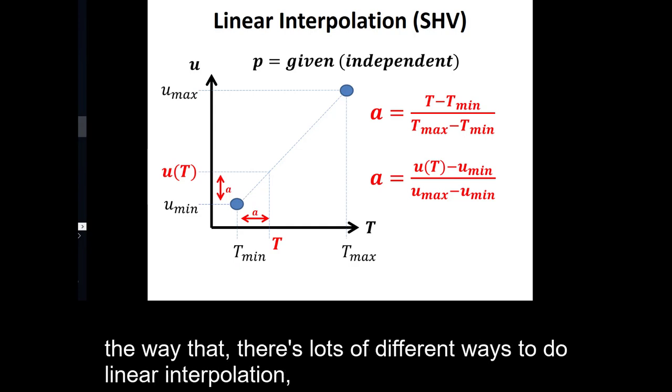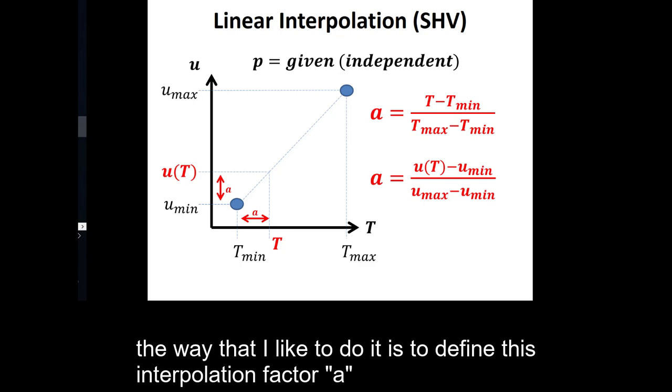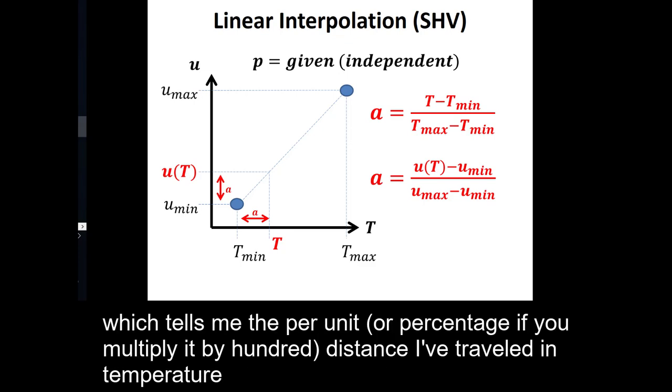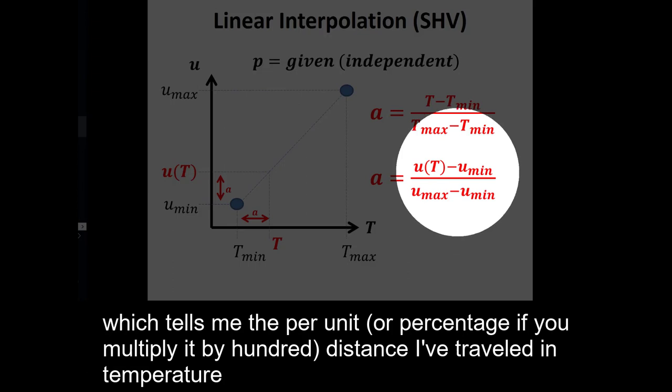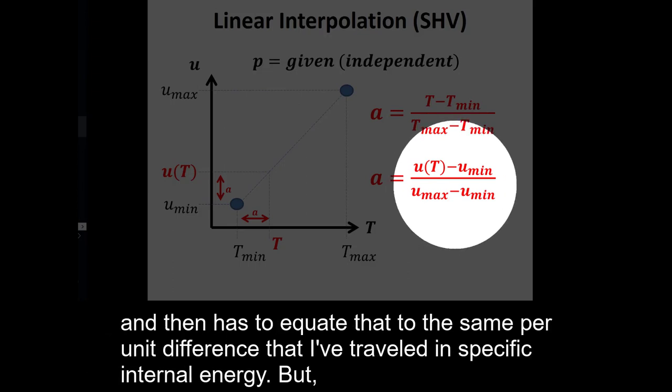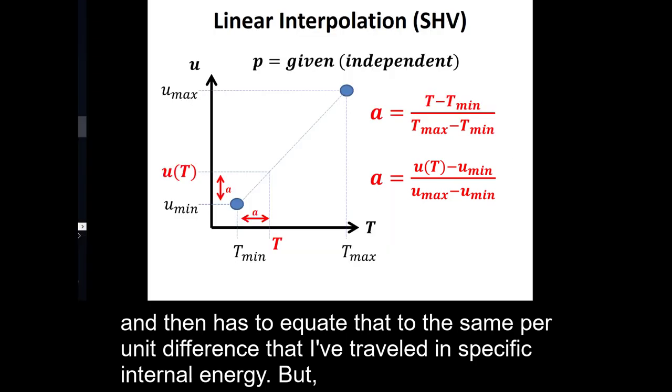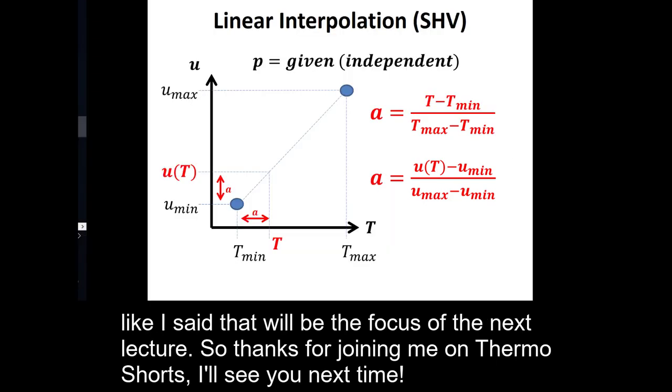Now, there's lots of different ways to do linear interpolation. The way that I like to do it is to define this interpolation factor A, which tells me the per unit or percentage, if you multiplied it by 100, distance I've traveled in temperature, and then has to equate that to the same per unit difference that I've traveled in specific internal energy. But like I said, that will be the focus of the next lecture.